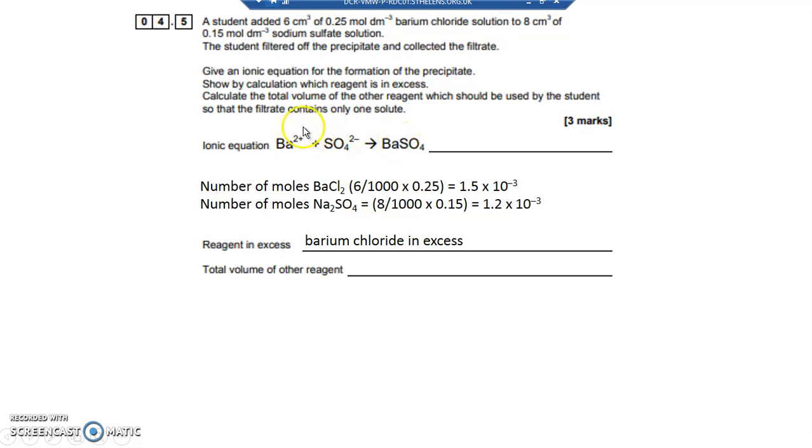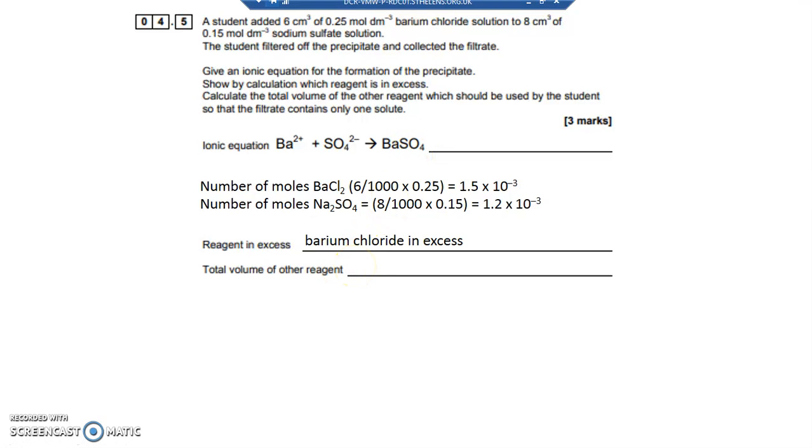Just to go back to this one, the ionic equation of barium and sulfate. Barium is a 2+ ion because it's in group 2, so it'll lose 2 electrons and become 2+. The sulfate ion you need to learn is SO4 2-. When the two come together, the 2+ and the 2- cancel each other out, and so it's BaSO4. Total volume of the other reagent.